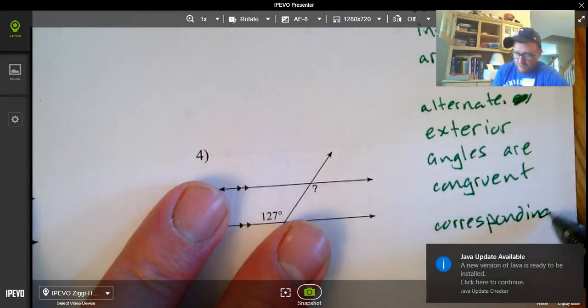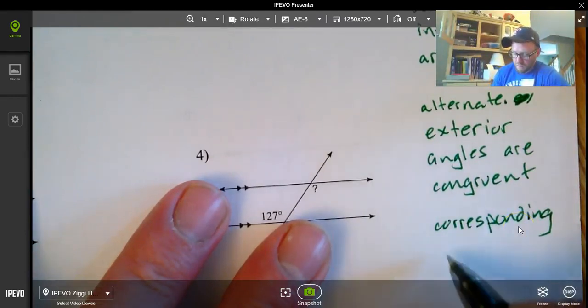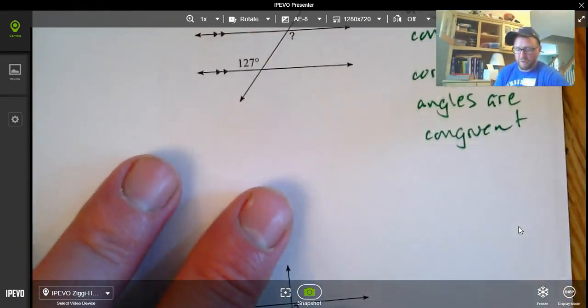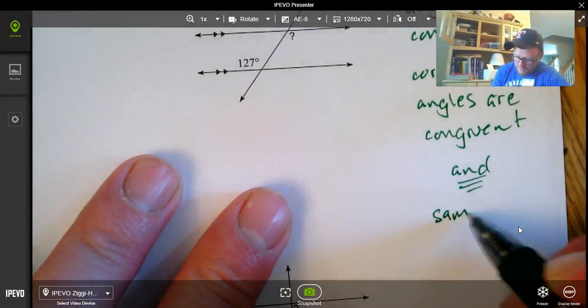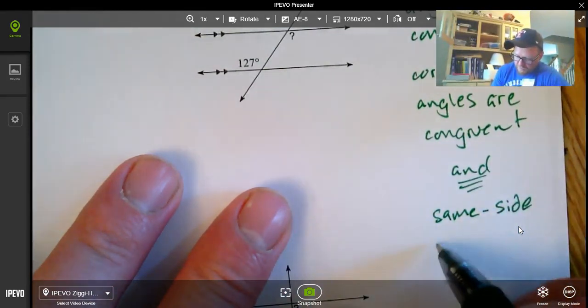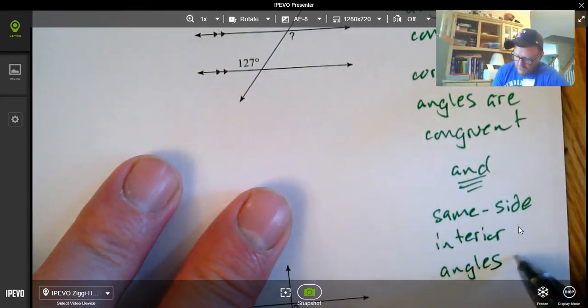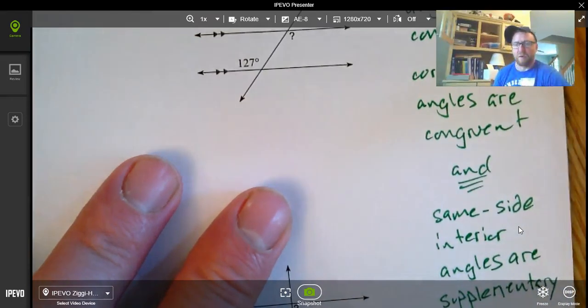Corresponding angles are congruent. Corresponding angles are congruent. And same side interior angles are supplementary. Okay?